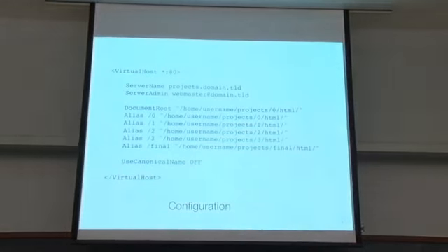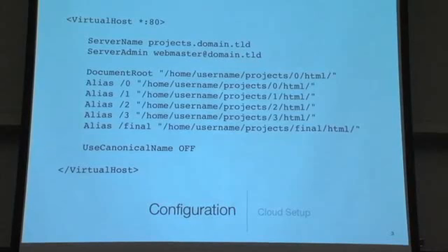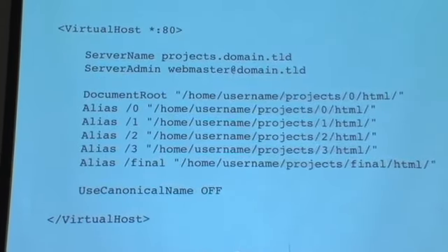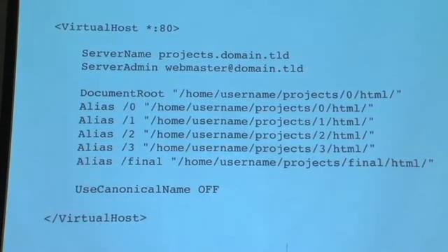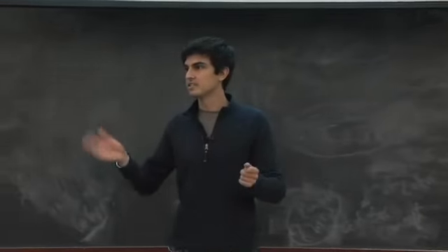And this is the virtual host directive of each of your accounts on the cloud. And so you'll notice that many of it is the same. The server name is the same, the server admin is the same, but the document root isn't a public HTML directory. The default is the HTML directory in your 0th project. And this is why if you go to your projects.domain.tld, just by itself, you see the same thing. You see the same web page that you would see if you go to projects.domain.tld/0.